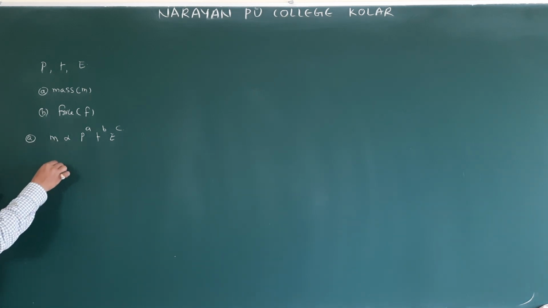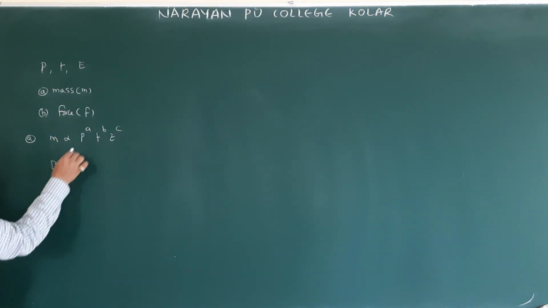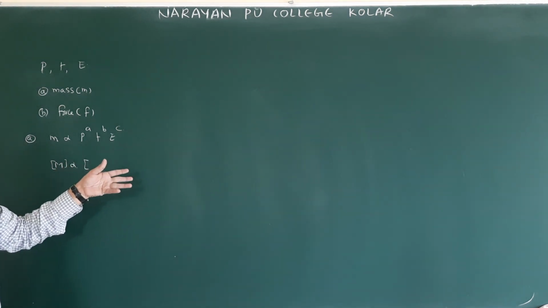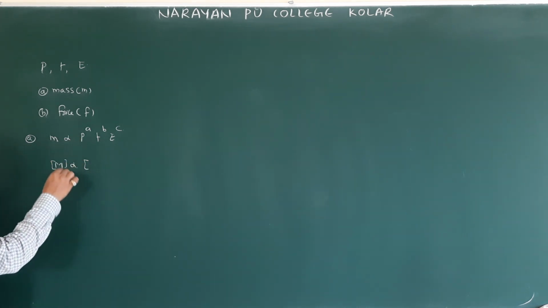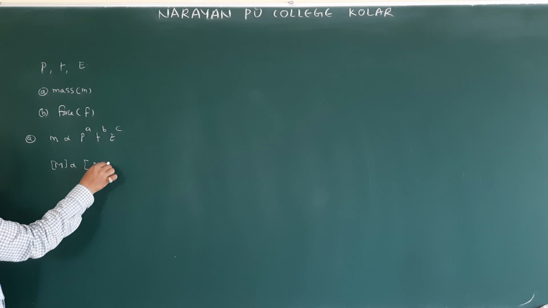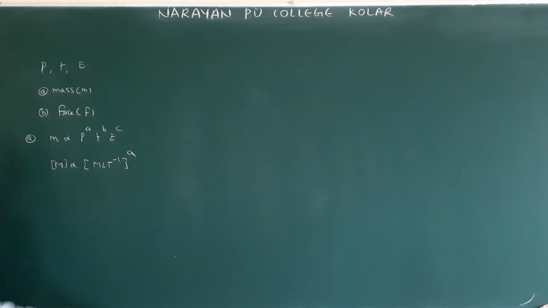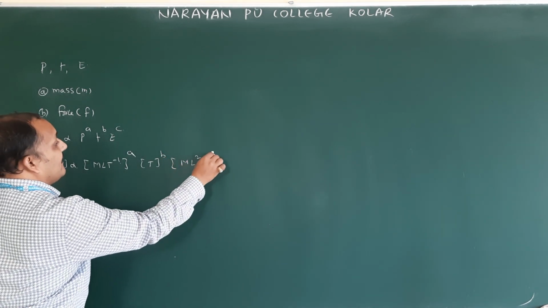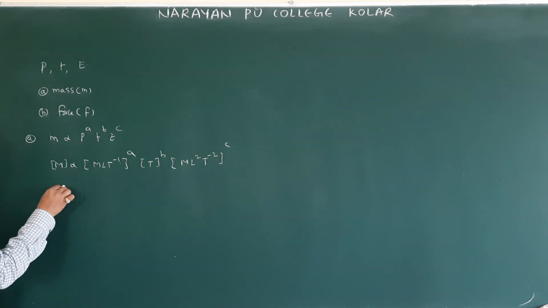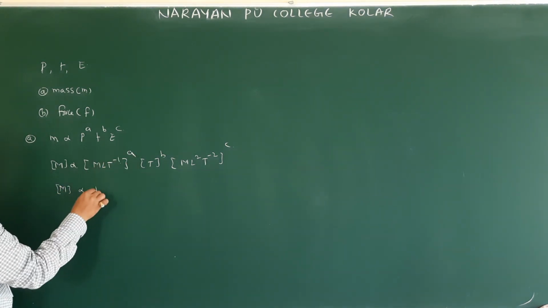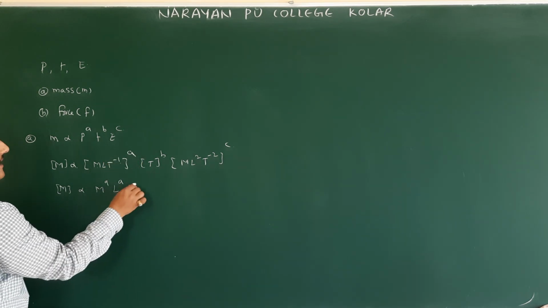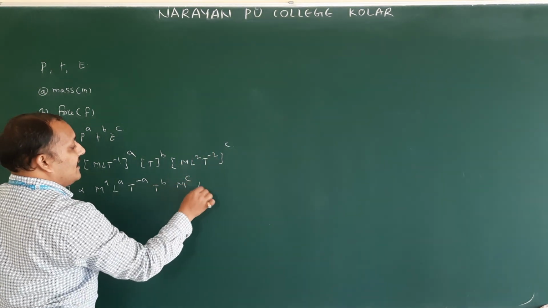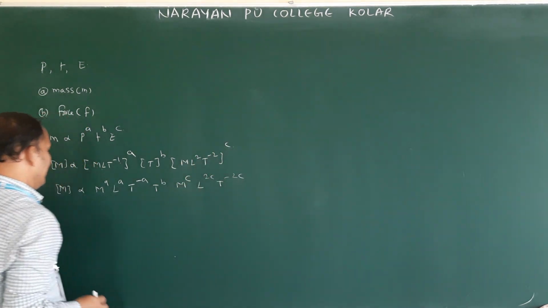Now, mass dimension formula: capital M is directly proportional to the momentum dimension formula. You can't take one step if you don't know the dimension formula. What is the momentum dimension formula? Product of mass and velocity: M L T power minus 1. Time dimension formula: T. Energy dimension formula: M L square T power minus 2. So M is directly proportional to M power A, L power A, T power minus A. We have to expand. Next, T power B, M power C, L power 2C, T power minus 2C.